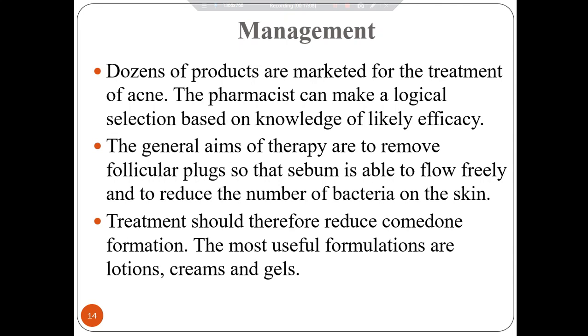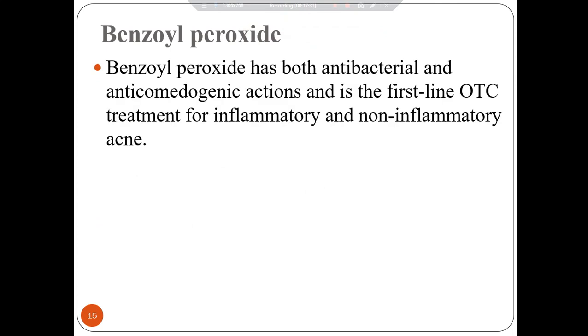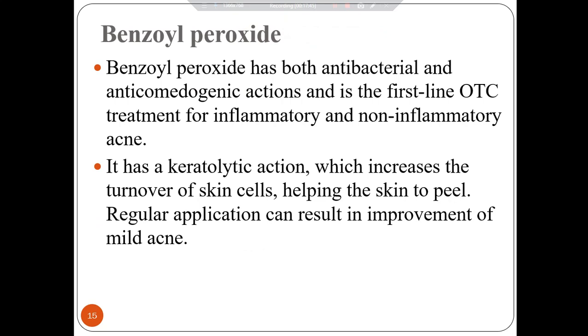The most useful formulations are available in the form of lotions, creams and gels. These are commonly used formulations for topical treatment of acne. We have the drug of choice and the first drug used for treatment of acne, which is benzoyl peroxide. Benzoyl peroxide has both antibacterial and anticomedogenic actions, and it's the first line OTC treatment for inflammatory and non-inflammatory acne. It has a keratolytic action, so it can decrease the follicular bulk, which increases the turnover of skin cells, helping the skin to peel.